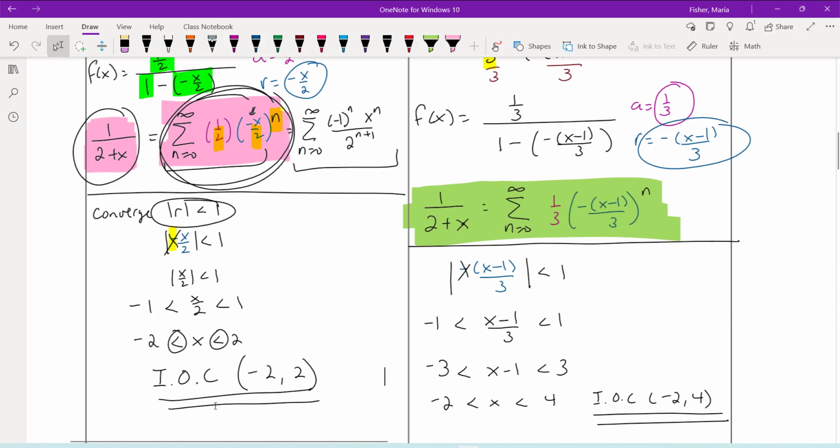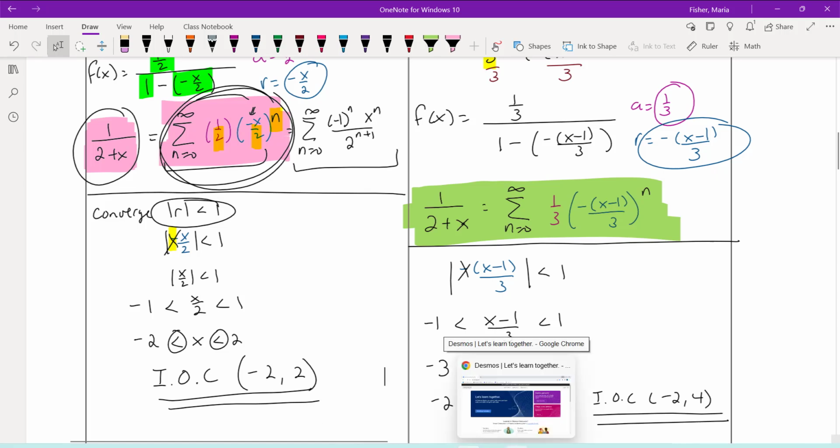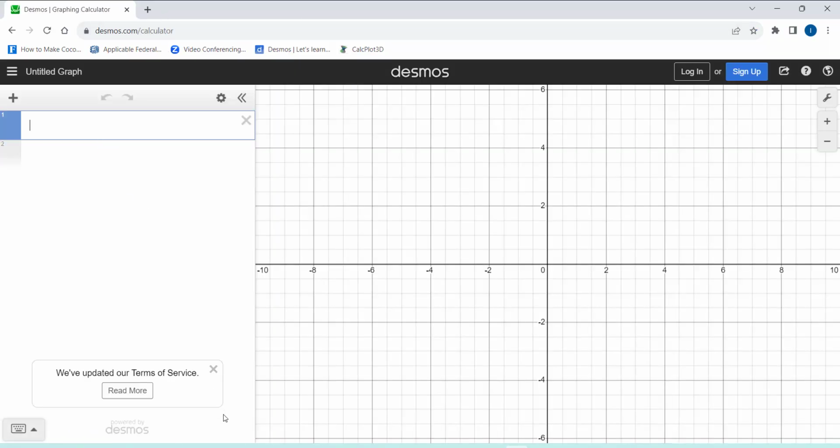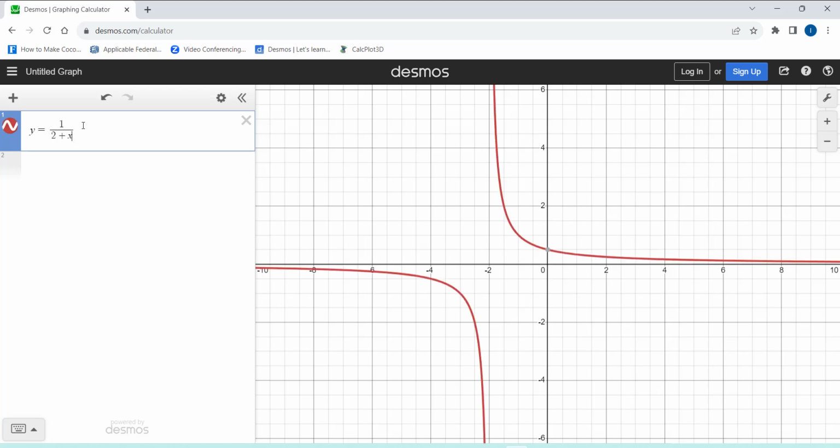So let's go ahead and put this into a graphing calculator online so we have an idea of what it looks like. If we just go to desmos.com, the first thing I'm going to do is put in the function that we're looking at, and that's going to be y equals 1 over 2 plus x. And then I'm going to put in our two different series. Remember, the first series we had was the sum from n equals 0 to infinity. I cannot put infinity in here and have it work, so I'm just going to put in a slider, so I'll put the letter a there. And then we know that that was 1/2, times negative x over 2, raised to the nth power.